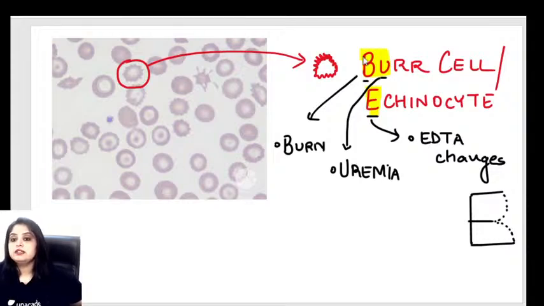How do I learn this? For Burr cells, B will make me think of burns. U will stand for uremia, and E of echinocyte will remind me of EDTA changes. Is the second cell of this smear also okay?